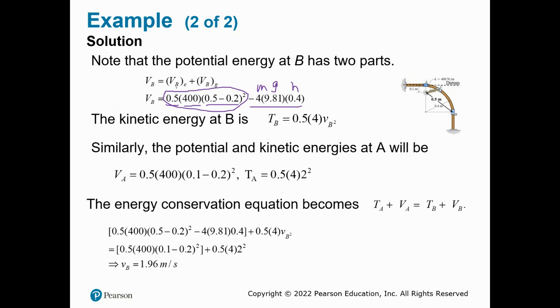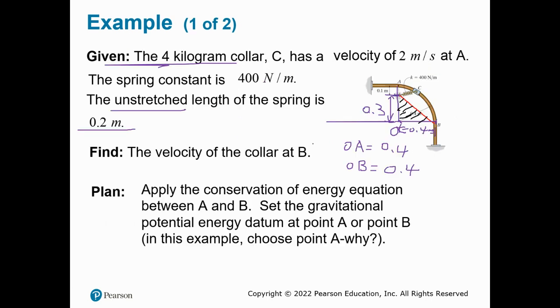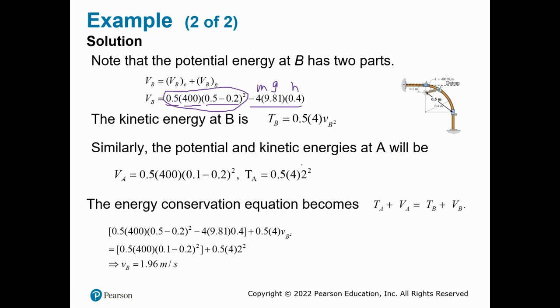That's for B. For kinetic energy at B, the velocity is what we're looking for. We're looking for the velocity of the collar at B. We don't know the velocity, but we can plug it in. It'll be 1/2 times mass times vB squared. That square should be on top, over here. So that is the total energy at location B.